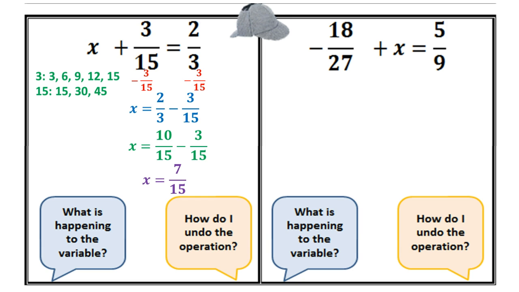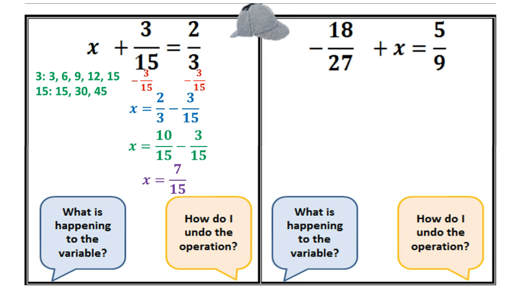At this point, I would check to see if it simplifies. 7 only has 2 factors, 1 and 7. 7 doesn't divide evenly out of 15, so it can't be the GCF. This is already a simplified fraction. If I wanted to check this, I could plug it back in. 7/15 plus 3/15 gives me 10/15. 10/15 simplified down gives me 2/3. That would give me a true statement.